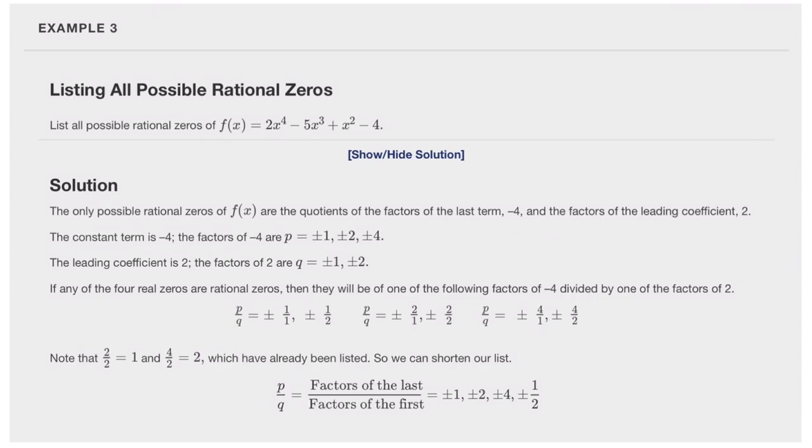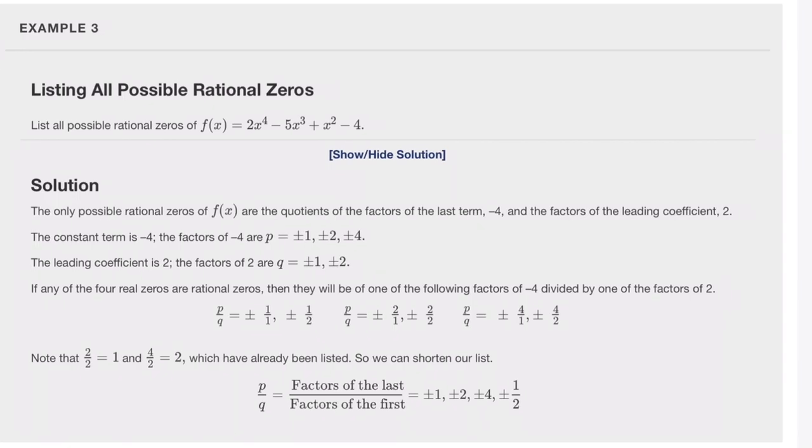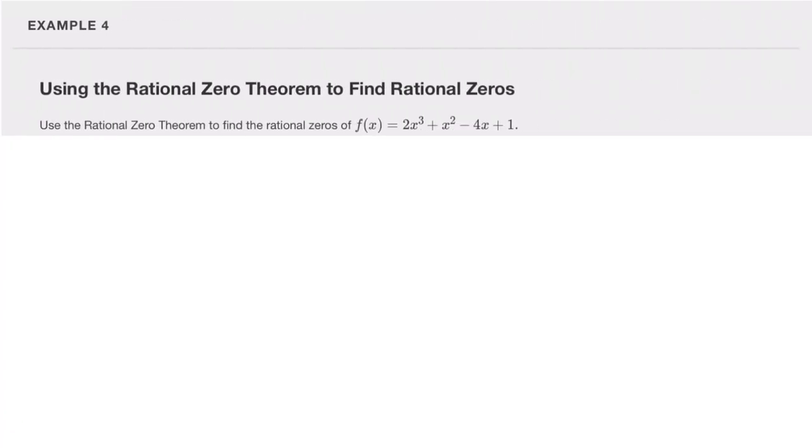So last over the first. And they got the same thing we got. So use the rational zero theorem to find the zeros here. So now we want to use the rational zero theorem to find the actual zero. So first we're going to generate that list of possible rational zeros. Again, where our P over our Q. I don't know why I'm struggling with these Q's today.